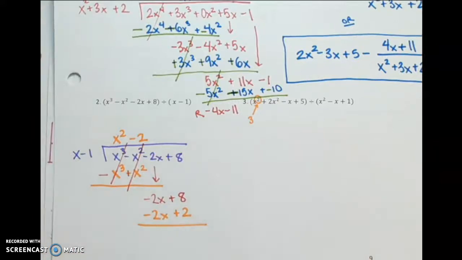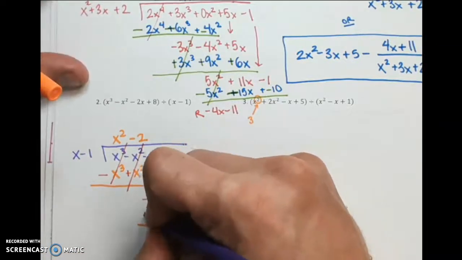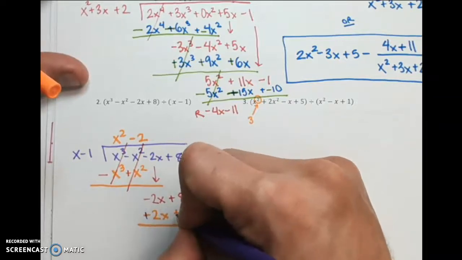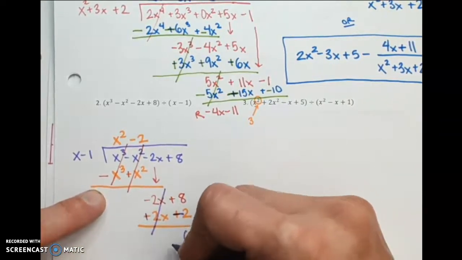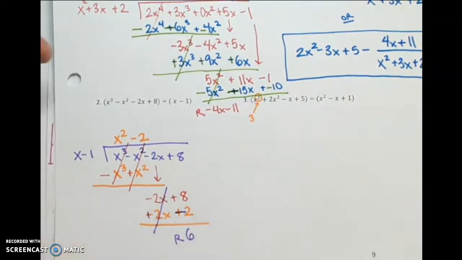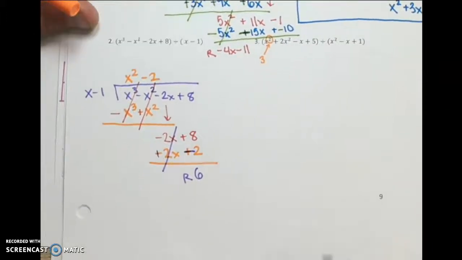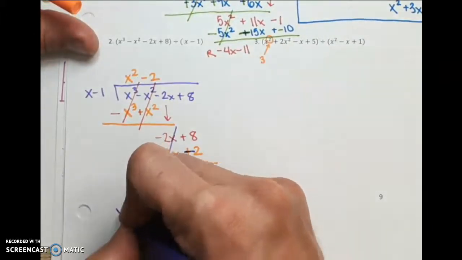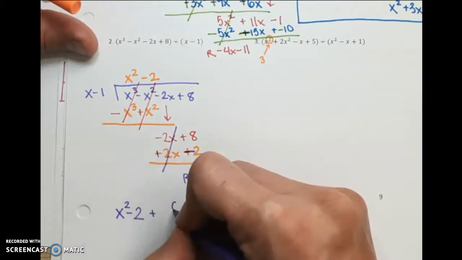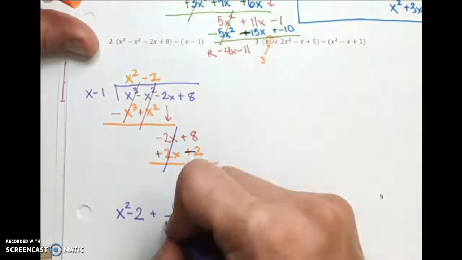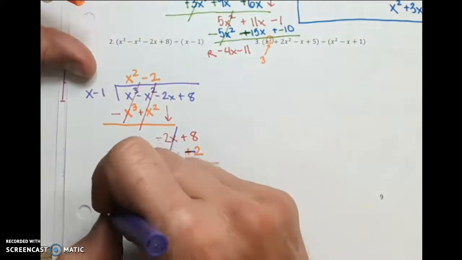I'm going to go ahead and change my signs. So, multiply by negative 1, that becomes positive. This one becomes negative. This cancels out. 8 minus 2 is 6. That's my remainder. So the answer to this is x squared minus 2 plus 6 over x minus 1.